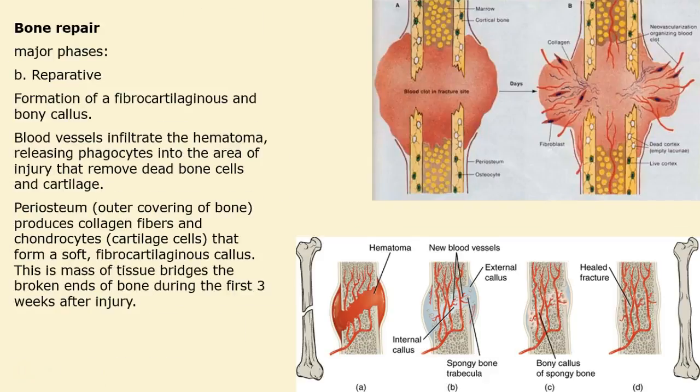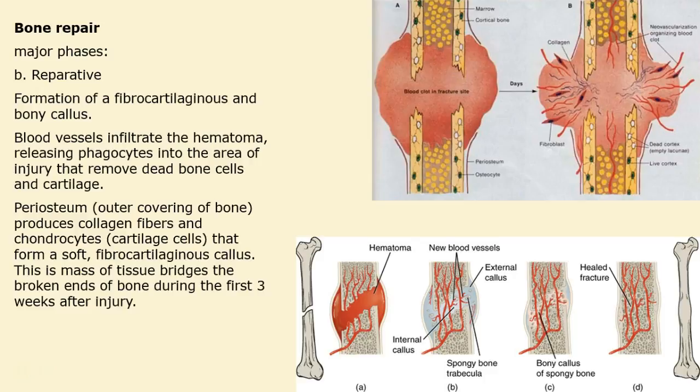Bone repair, and on to the reparative phase. That's when we're going to make this fibrocartilage, and that's going to bridge the gap, and eventually it's going to be filled in with bone. Blood vessels are going to infiltrate that hematoma. Remember, hematoma is just a big blood clot, and in this way phagocytes are going to pour into the area and start to clean up the dead bone cells and cartilage so that repair can take place.